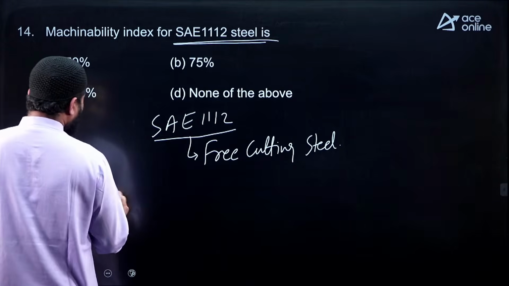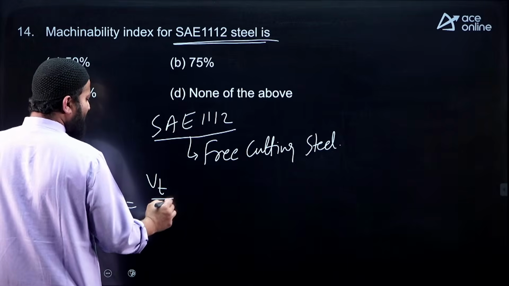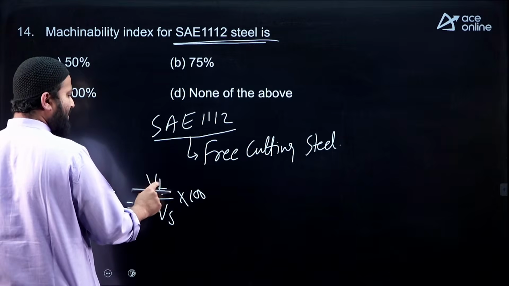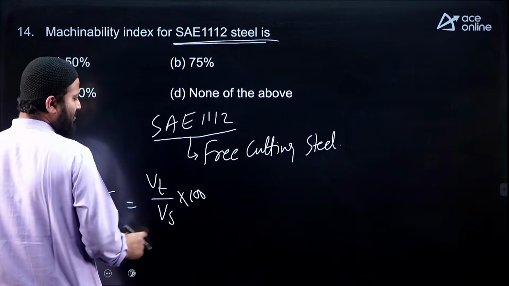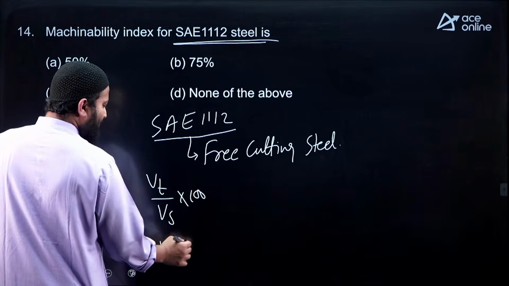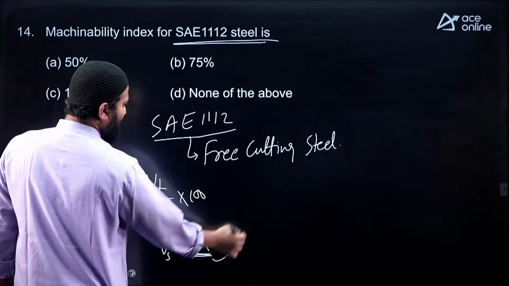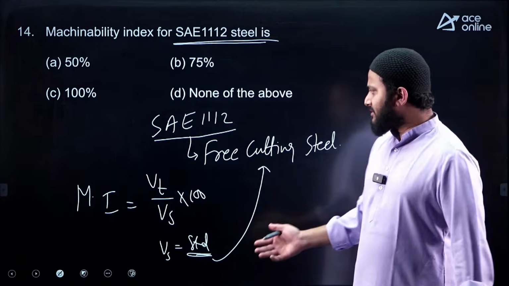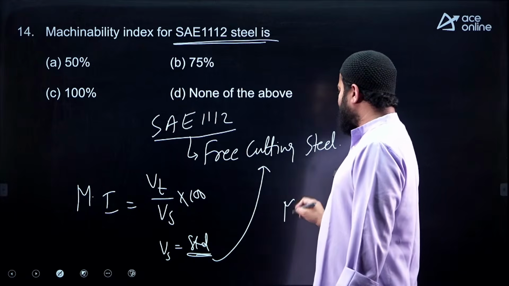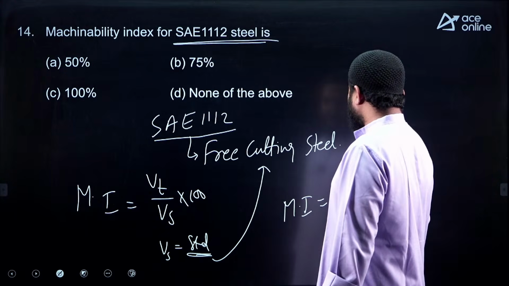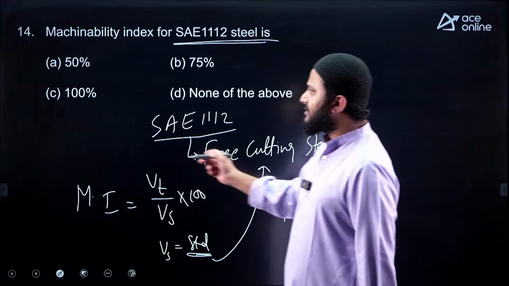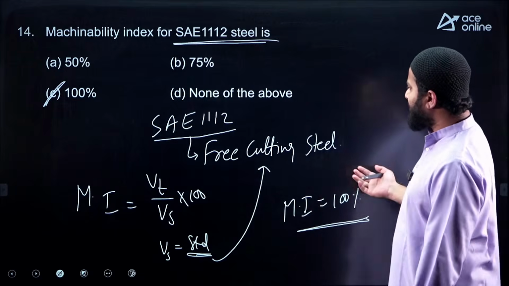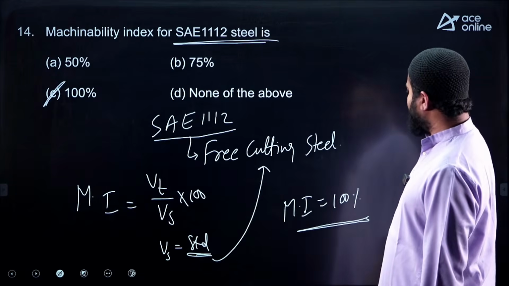When you observe machinability index, it is nothing but Vt by Vs into 100, where Vt is for SAE 1112, whereas Vs is for the standard workpiece, which is also actually a free cutting steel only. When the cutting speeds of the test specimen and the standard specimen are of the same material, the machinability index is always going to be 100%. So it will be the reference machinability index, based on which we make a comparison of all workpiece machinability indexes. So the answer is 100%.